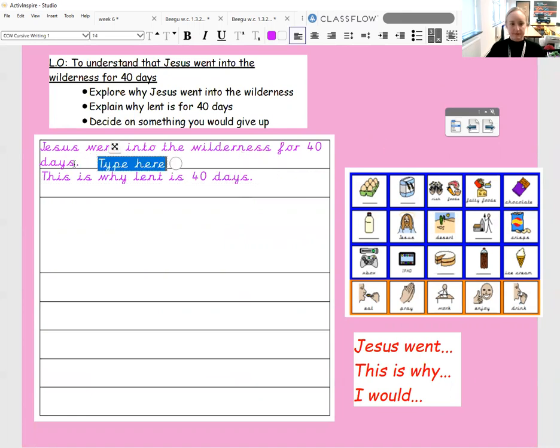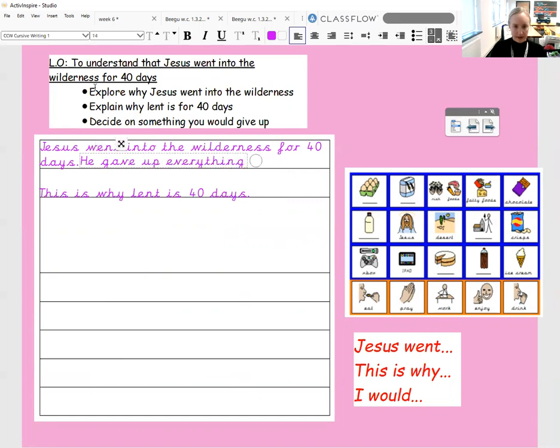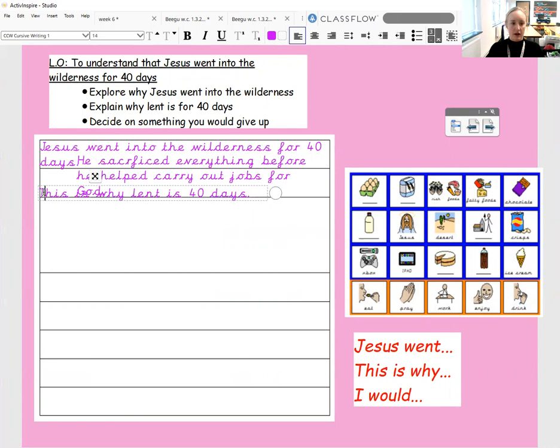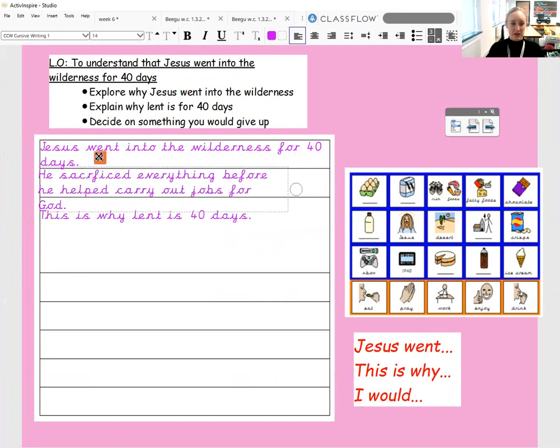I might also say, here, I'm going to move this sentence down. He gave up everything. He sacrificed, shall we say. He sacrificed everything before he helped carry out jobs for God. Okay, and this is why Lent is 40 days. Okay, so Christians are experiencing Lent for 40 days because Jesus also had to sacrifice things for 40 days, didn't he, before he went and did some work for God.